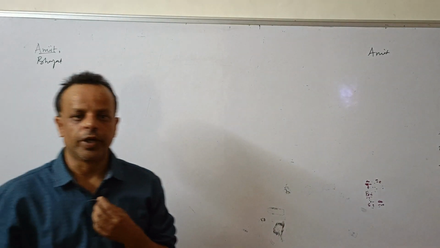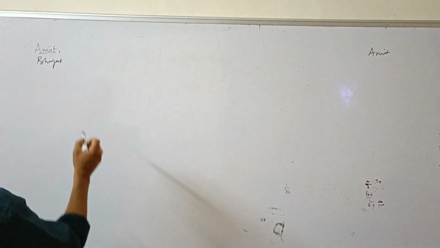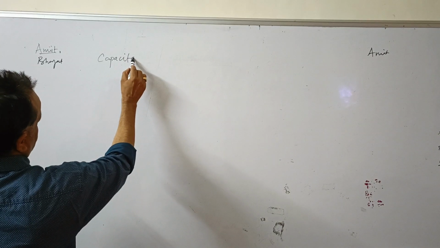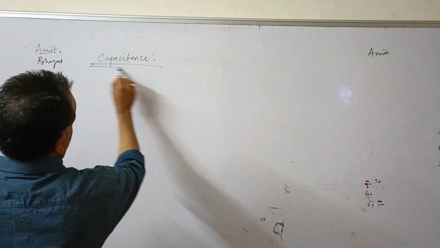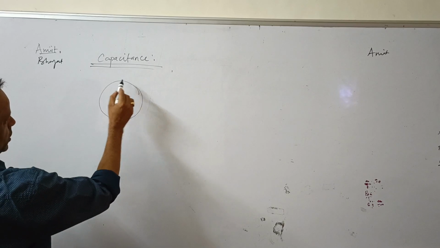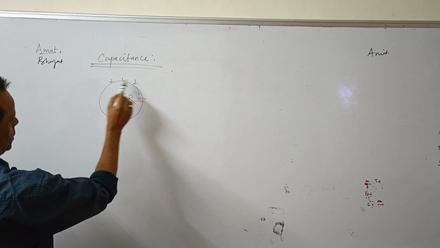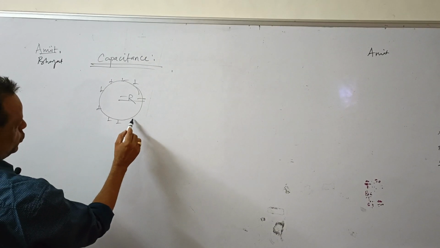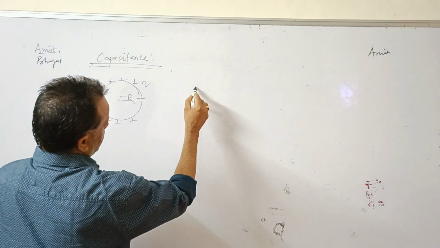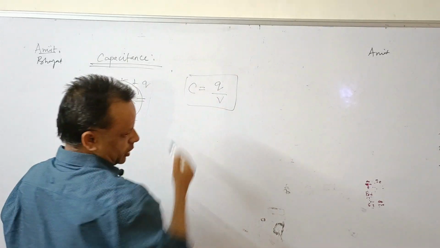Hello student, today we are going to study about the capacitance of a capacitor. First we'll move on to what is capacitance. Let us suppose we have a sphere having radius r which has charge q on it. Basically, capacitance is the ratio of charge to the potential.